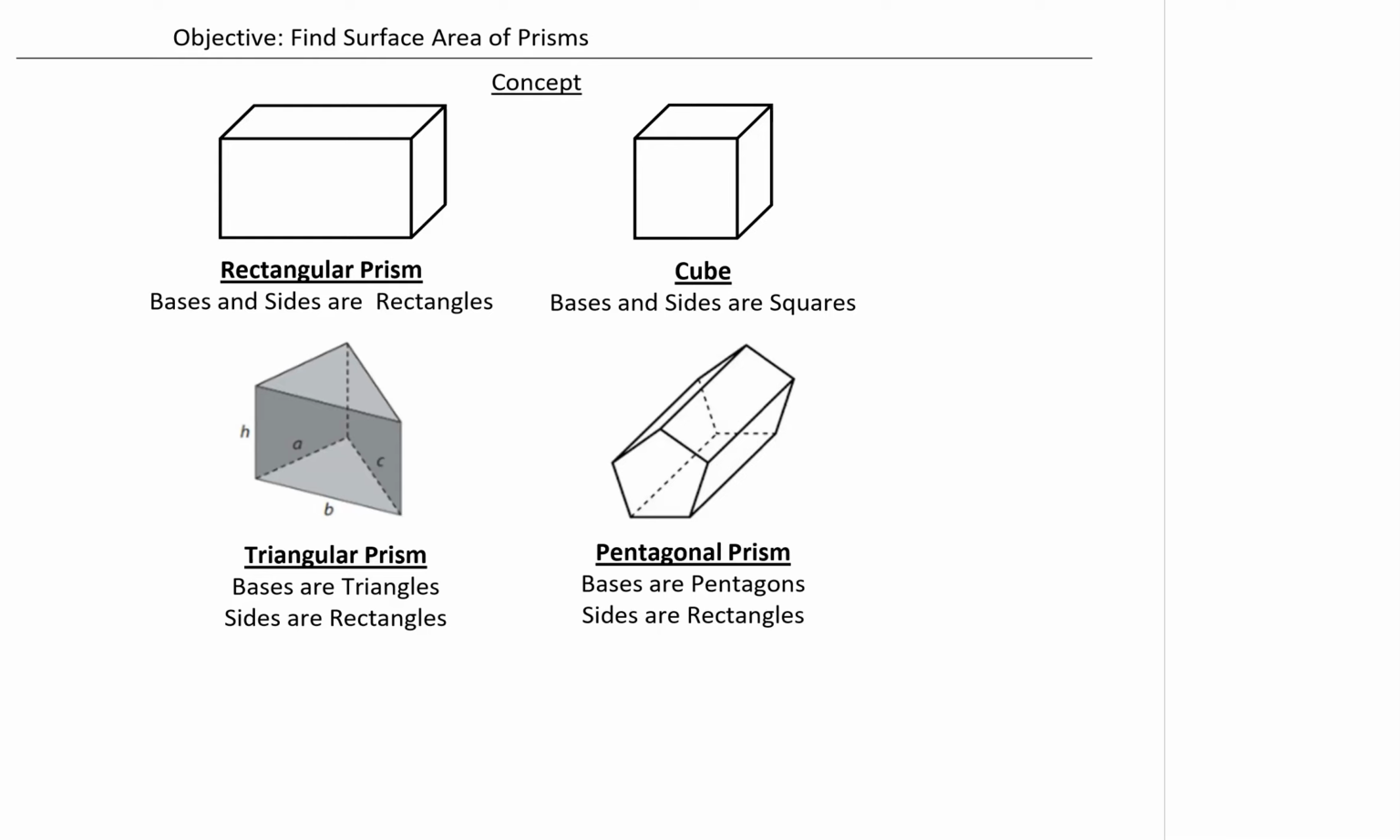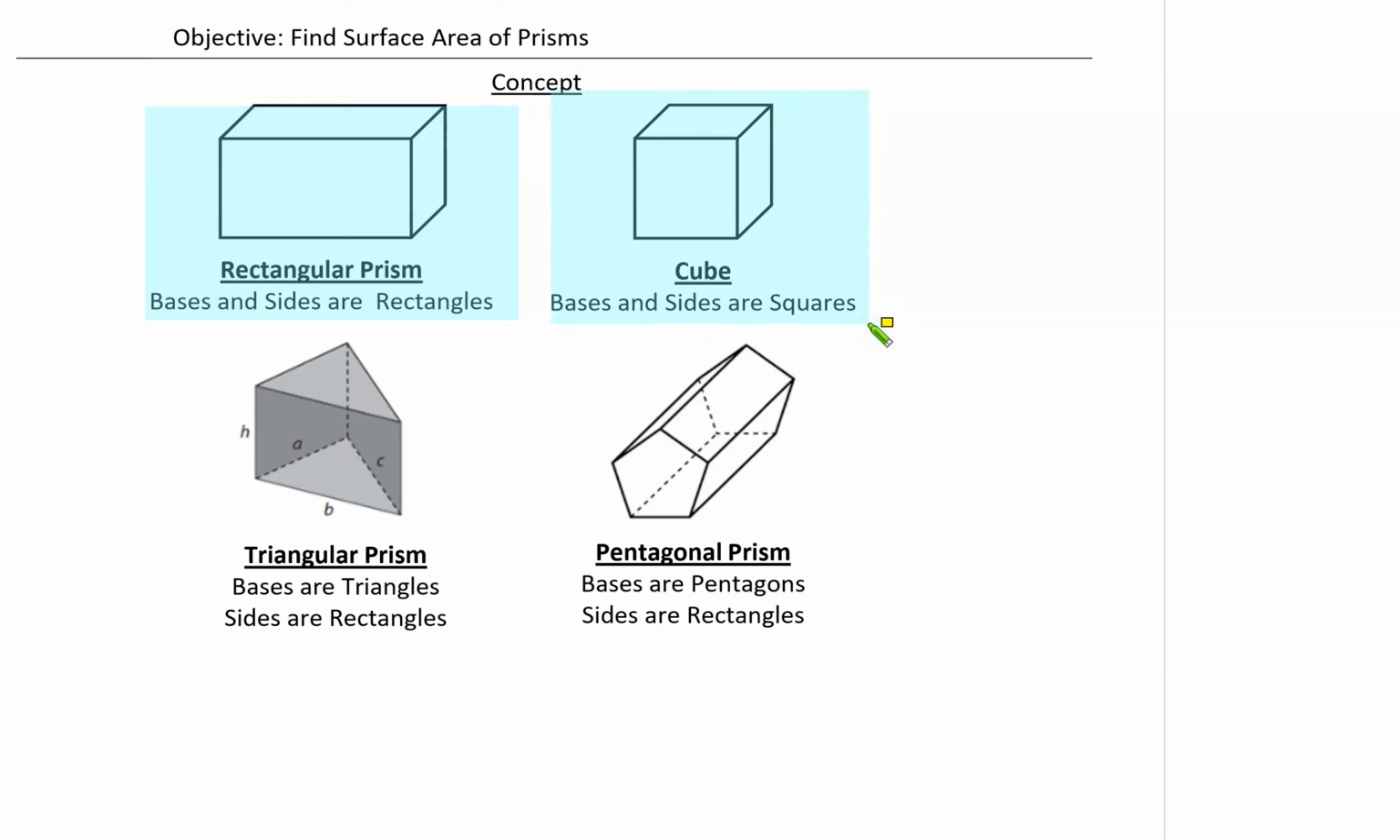So if you recall, prisms are solids or three-dimensional figures in which the sides must be rectangles, and then the bases may be rectangles as they are in a rectangular prism shown here. But they also might be other types of shapes. So in a cube, all of the sides are squares, which are special types of rectangles, so are the bases.